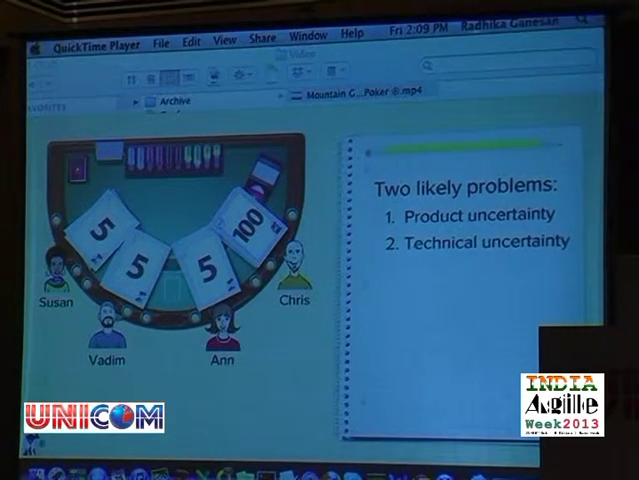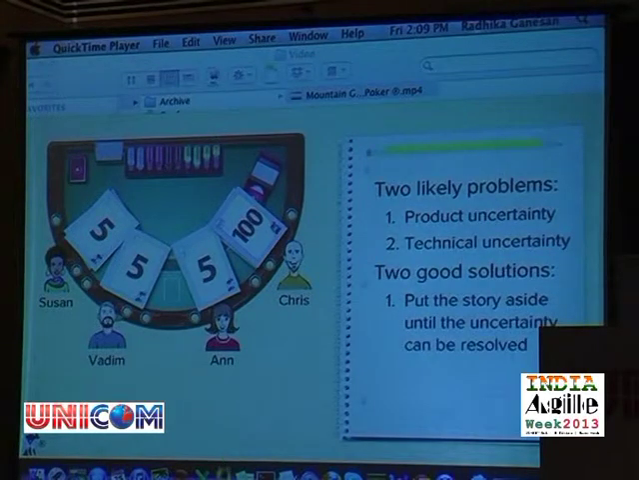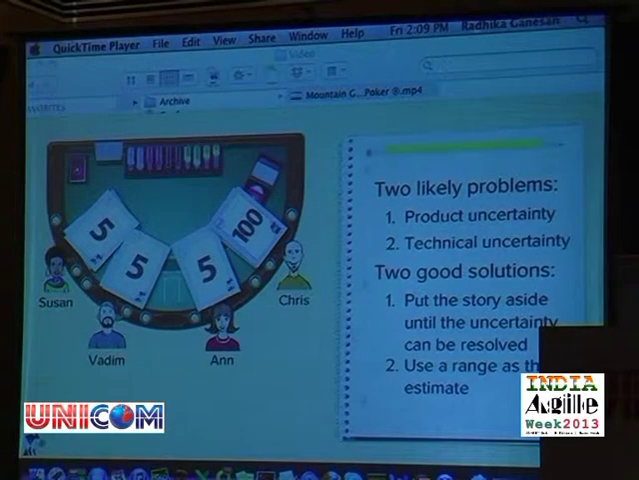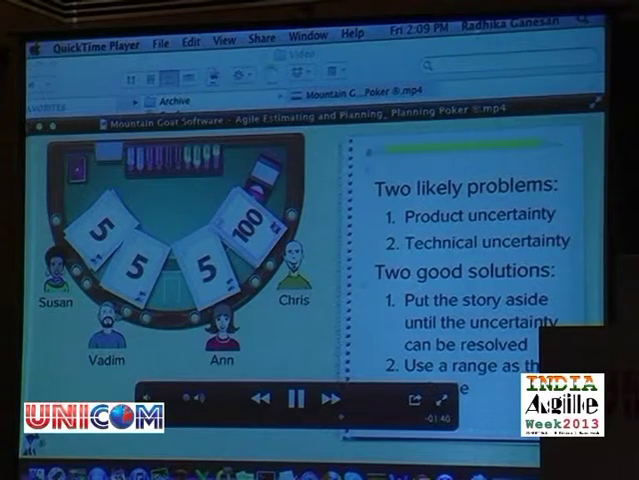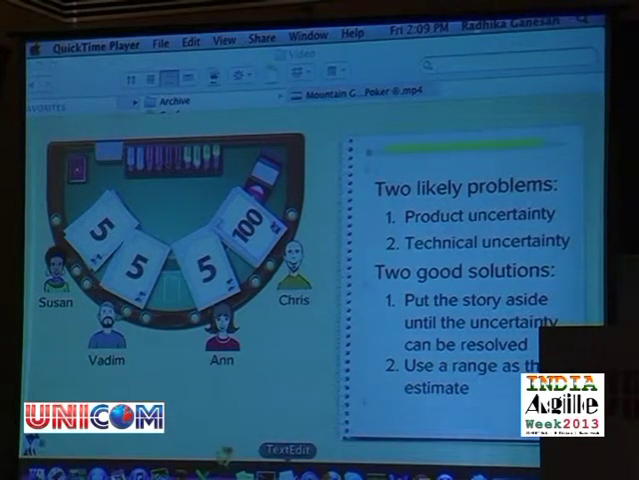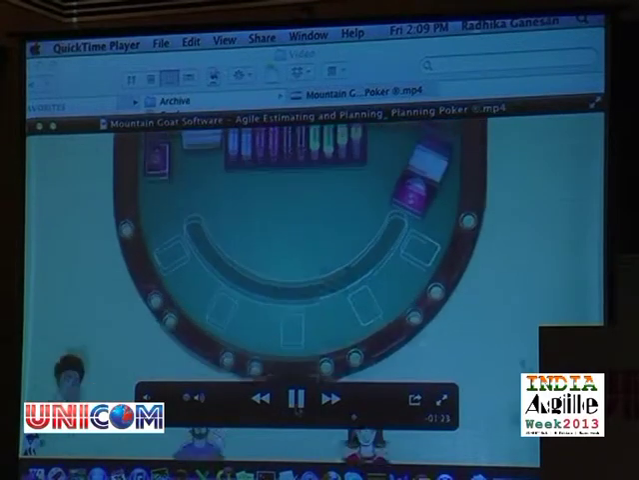So whether it's product uncertainty or technical uncertainty, if the estimates are hopelessly far apart, put the story aside, do the research, and then estimate the user story next week or whenever you get together again. Or consider using a range if reducing the uncertainty will take more effort than you want to or can invest. If team members ask the product owner what type of bear, koala bear or grizzly bear, and the product owner can't say, your best option is to write down 5 to 100. One challenge with relative estimating is how to get started.